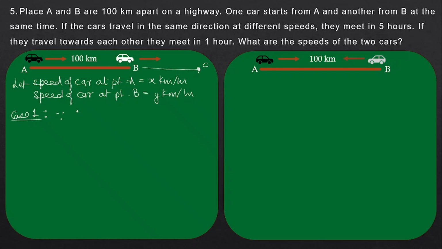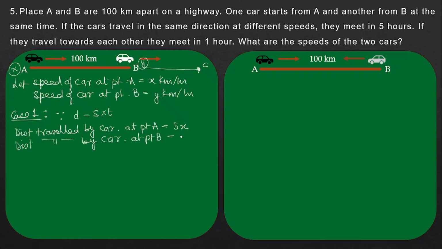Now, since distance is equal to speed into time, the car at point A, which is traveling at x km per hour, if it is traveling for 5 hours, the distance traveled becomes speed into time, that is x into 5, which is 5x. Similarly, the car at point B is also traveling at y km per hour for 5 hours. So the distance traveled by the car at point B becomes 5y.